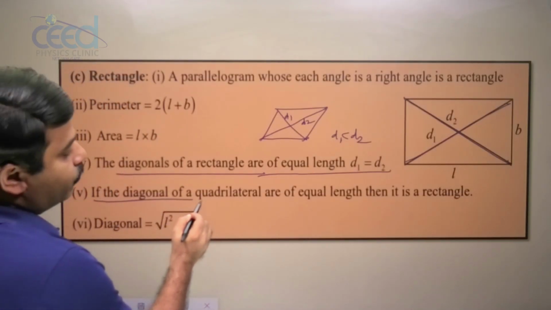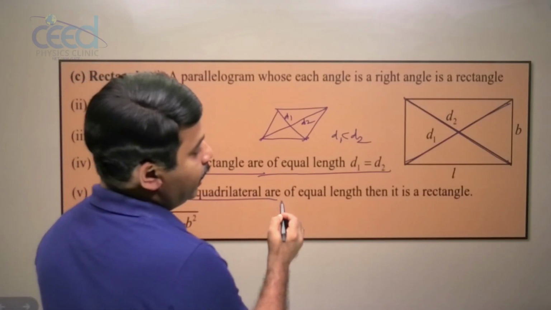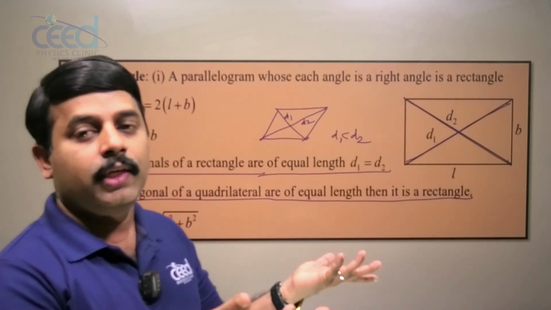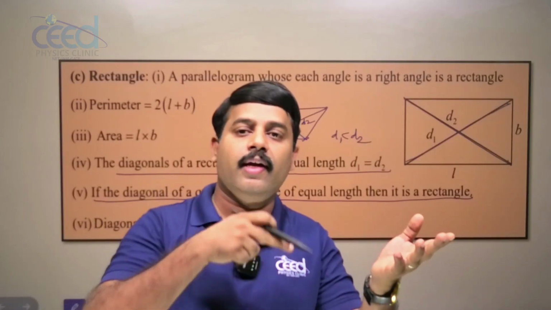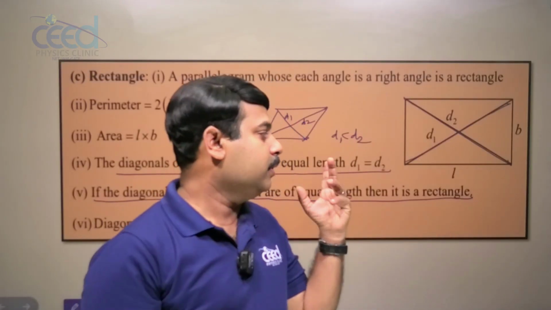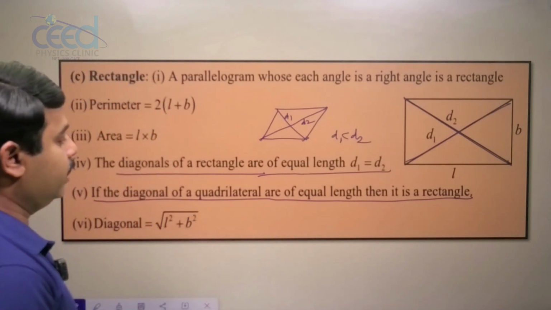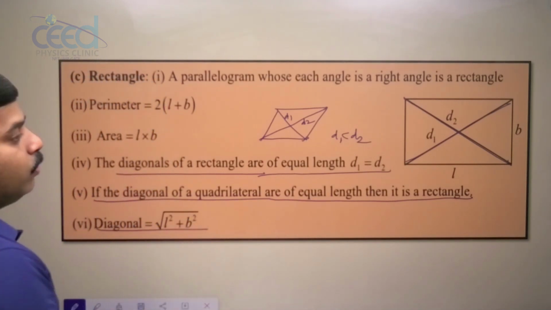Now, if the diagonals of a quadrilateral are equal in length, what can we say? It is a rectangle, right? In a parallelogram, if both the diagonals are equal in length, then you can say that it is a rectangle. Alright. Now, the diagonal length you can find.